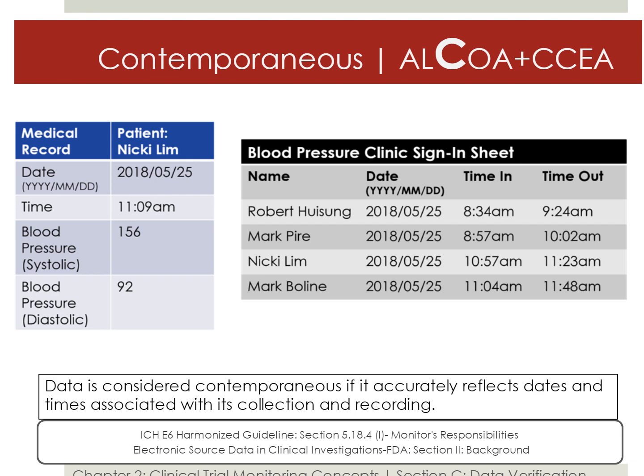For example, a blood pressure reading taken for a study should be recorded onto the source document when the reading is taken. If there is a delay in data recording, the monitor should find and note the reason for the delay and work with the study team to ensure that the data is captured in real time in the future.